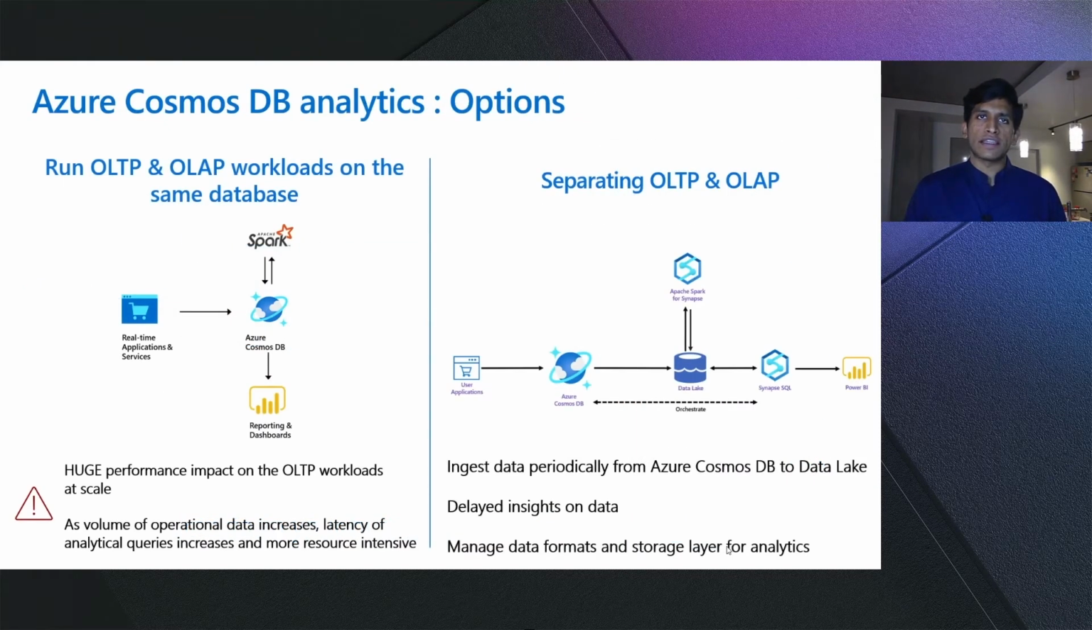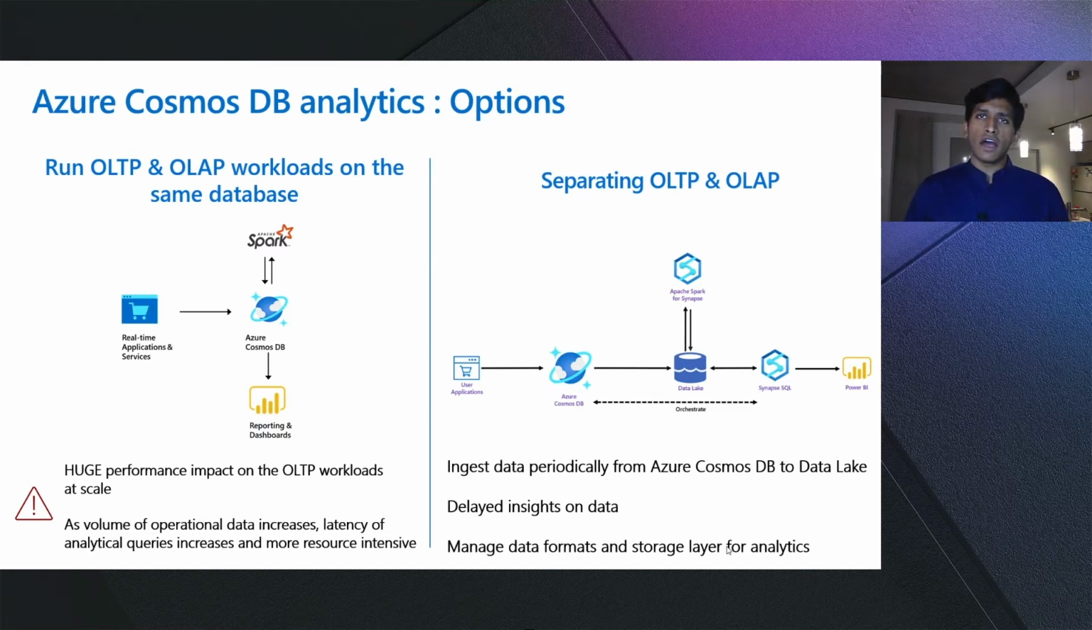Before Synapse Link, there existed primarily two options to achieve real-time analytics over Azure Cosmos DB data. First, by running analytical workloads directly on Cosmos DB along with the transactional workloads. While you could try to isolate the analytical workloads by running them on secondary replicas, the performance of typical analytical queries degrades as the volume of operational data increases and can be very resource intensive.